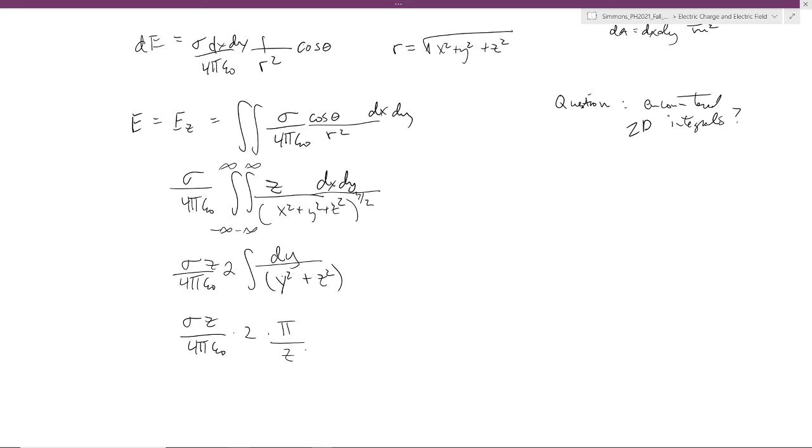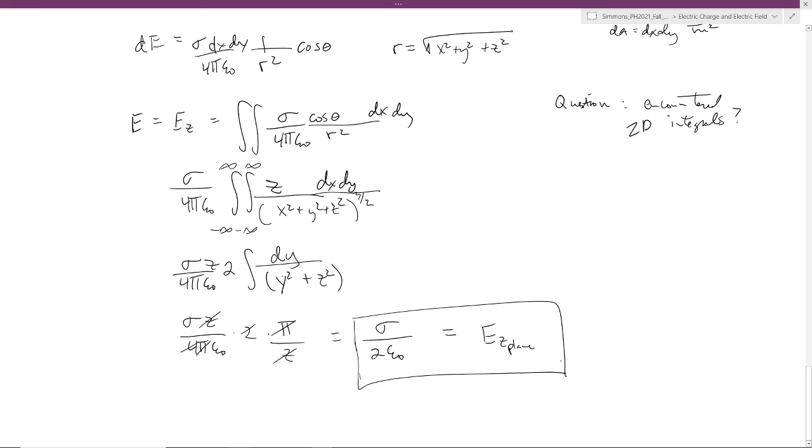And we can simplify this. Notice almost everything here cancels. Pi cancels, z cancels, we'll lose a factor of 2. We're left with sigma over 2 epsilon naught. And notice, this is E for a plane. And this would be solely in the z direction as we have it written, or if we were using our unit vectors, this would be k hat.